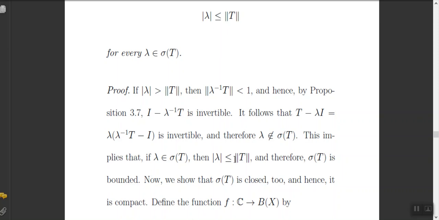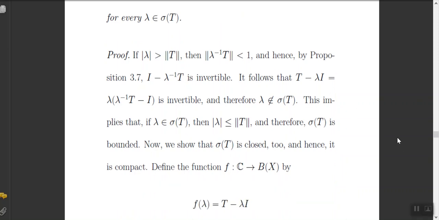Okay, so far we proved that this inequality is true, and this inequality means the spectrum is also bounded. So to show that a spectrum is compact, it is left only to show that the spectrum is closed. If we show that the spectrum is closed, then the spectrum is bounded and closed, so it must be compact.